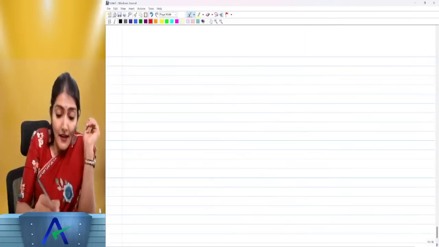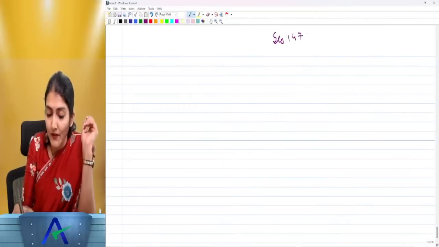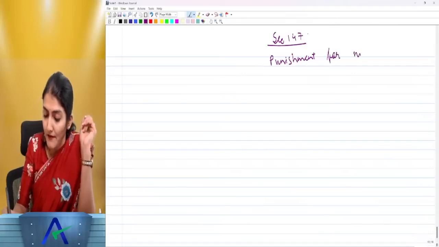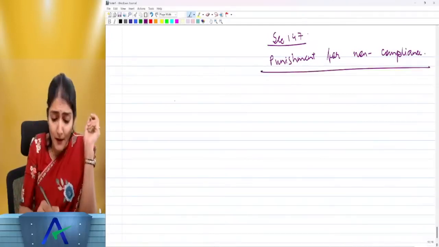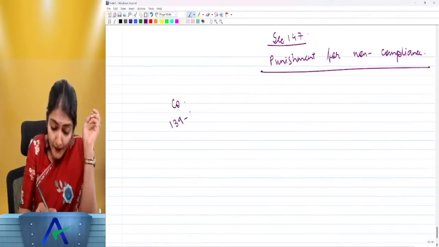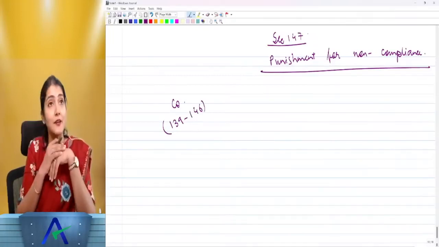Then after that, tell me section 147 of the Companies Act. Section 147, punishment for non-compliance. Who has not complied? Company has not complied. With what? Section 139 to section 146, both inclusive, of the Companies Act 2013.